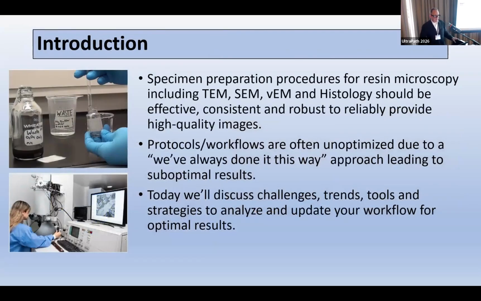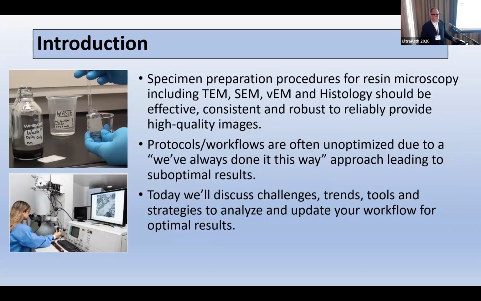Specimen preparation for resin microscopy. This is differentiated from cryo, basically. For this talk, it is used in TEM, SEM, volume EM, and even histology in some cases. The protocols are often optimized for a number of reasons, many of which is we've always done it this way.